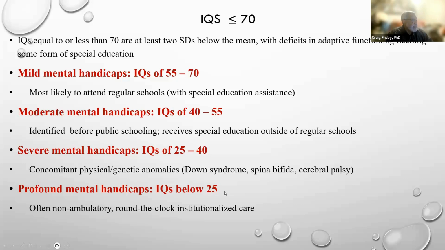And then if you have kids that have IQs below 25, these are kids that are often non-ambulatory, meaning that they're often in wheelchairs and they need consistent round-the-clock institutionalized care because they can't go to the bathroom on their own, they can't feed themselves on their own, so they have to have constant supervision.